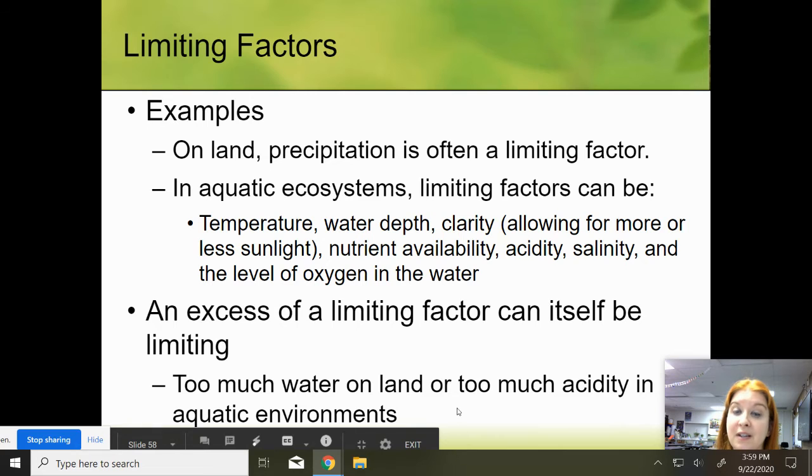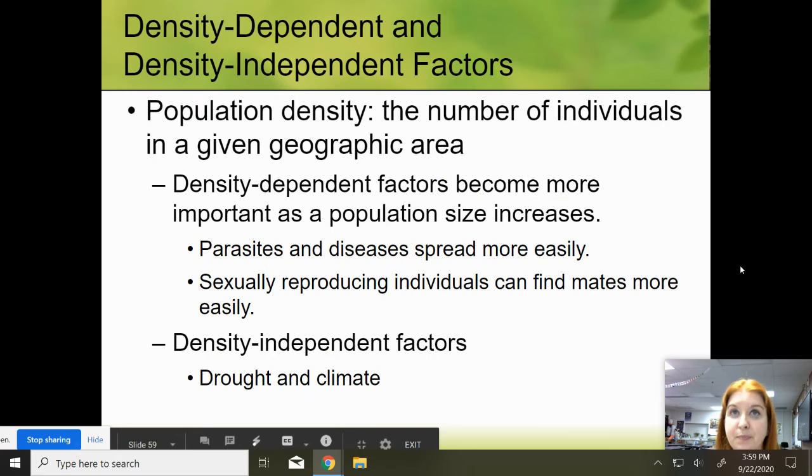An excess of a limiting factor can itself be limiting. Water, good. Too much water, bad. If your land is flooded, it's hard to do much on it. Too much acidity in aquatic environments will often damage that, which we'll be talking about later this year.